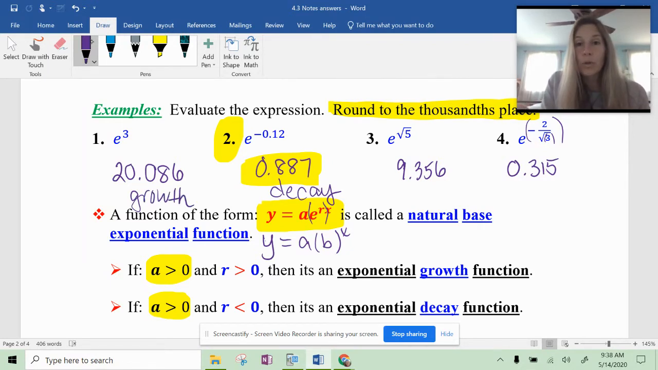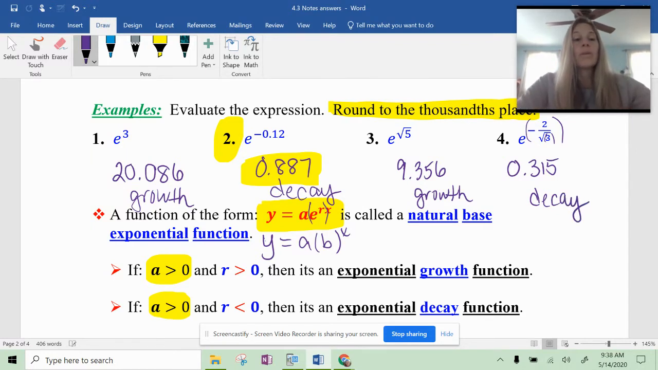Same thing over here. Square root of 5 is actually like 2 point something. So again, we're taking our Euler's number, we're raising it to a positive. So that would be a growth factor. And we can see that because it's 9.356. And then this one here, we were raising it to a negative. So that one would become a decay factor. So when you take your E and raise it to a power, if it's a positive power, it's going to be a growth factor. If it's a negative power, it'll be a decay factor.